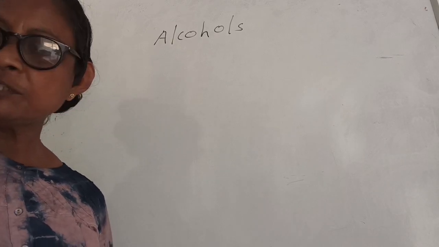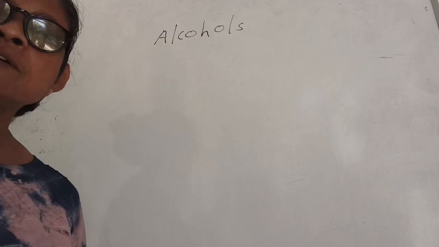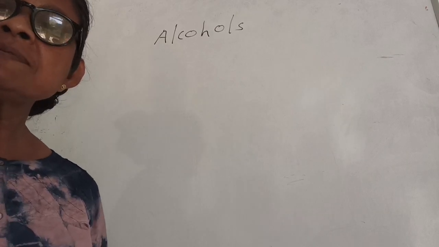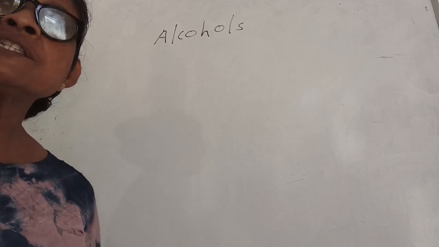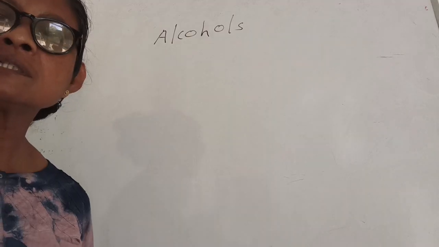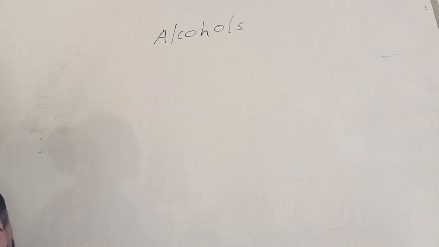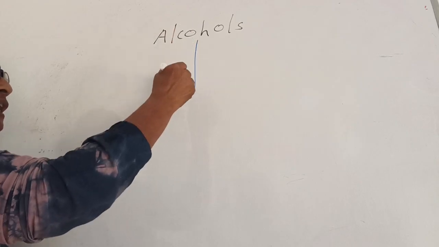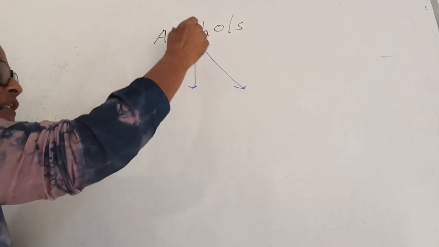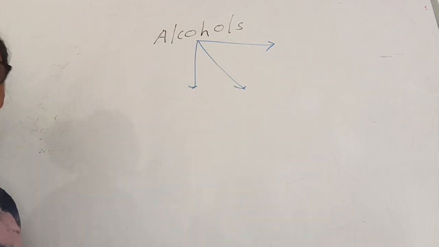With today's video, I decided to discuss alcohols, types of alcohols, and their general reactions, including the oxidation reaction. To begin with alcohols, we can categorize them into three types. We call these primary, secondary, as well as tertiary alcohols.